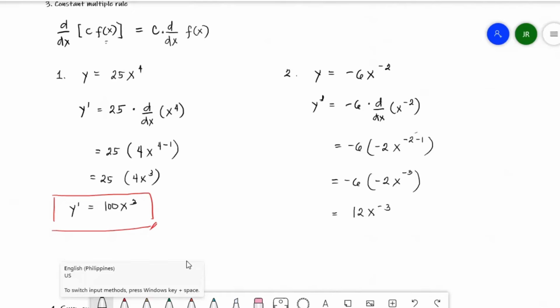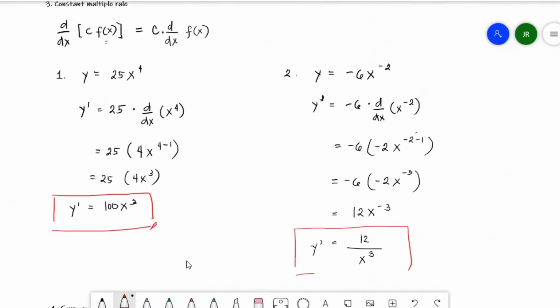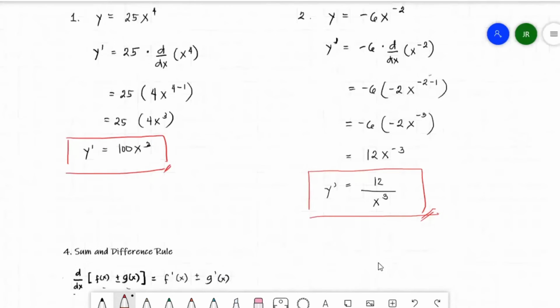Again, hanggat maaari, huwag tayong maglalagay ng negative exponent. So to eliminate this negative exponent, get the reciprocal. So 12, reciprocal ni x raised to negative 3. Kung nasa numerator siya, mapupunta siya sa baba, and then yung exponent ay magiging positive. So this is the derivative of y is equal to negative 6x raised to negative 2. That is how we get the derivative of a function using the constant multiple rule.